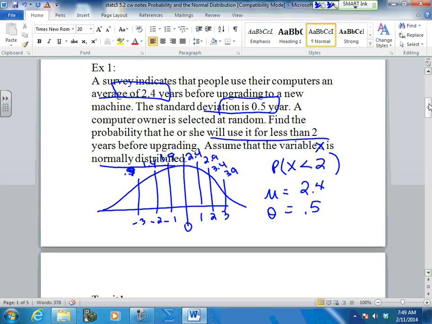Where the use is going. We want to know that it's less than 2 years. 2.4 is your middle. 1.9 is over here. 2 falls right inside here somewhere. This goes left to right. So the 2 is right over here somewhere, a little bit more than the 1.9, right? And we want to know, what is the probability that they used it less than 2 years? Less than is the area to the left. Okay? So we want to know, what is this area under your curve? That area under the curve will relate to the probability of someone using the computer less than 2 years.